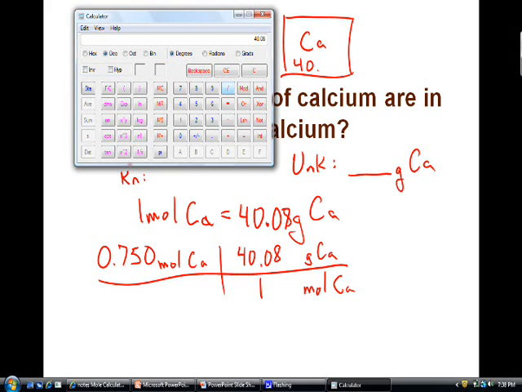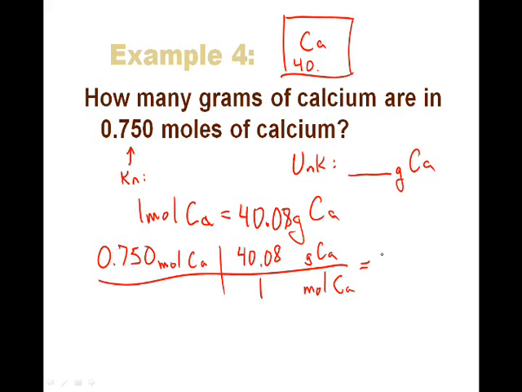Let's see if we multiplied those. That's like 3/4 of 40, so it should be somewhere around 30, right? So 30.06. We're going to go to 3 sig figs, so we're going to round that to 30.1. And these units canceled, so we're in grams of calcium.